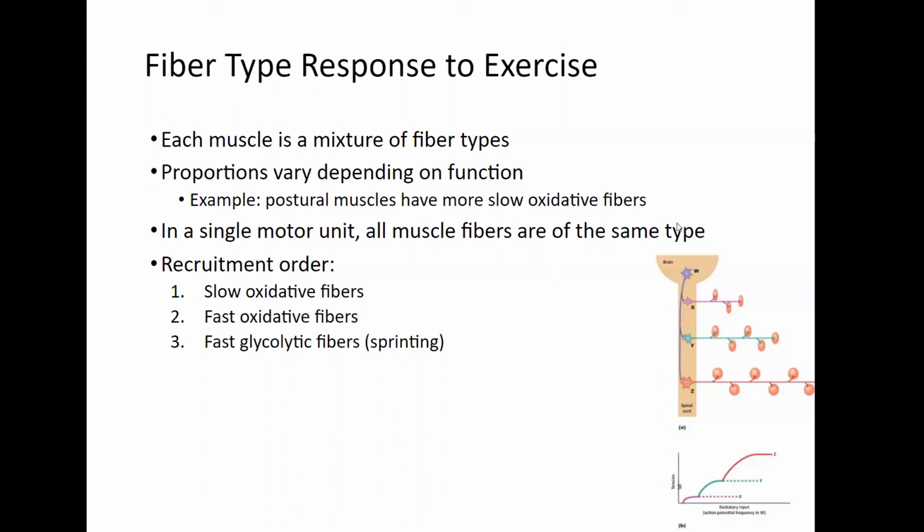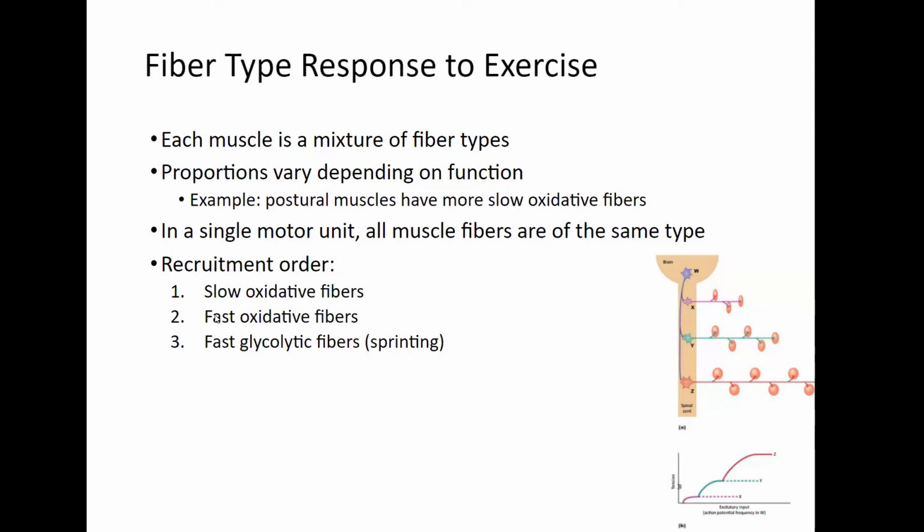So this means that, because we recruit our motor units in a sequence, we also recruit these different types of fibers in a sequence. So this is why I was talking about that sequence in the beginning. Okay, so our recruitment order is going to start with our slow oxidative fibers. Our slow oxidative fibers are small, so we're recruiting them first.